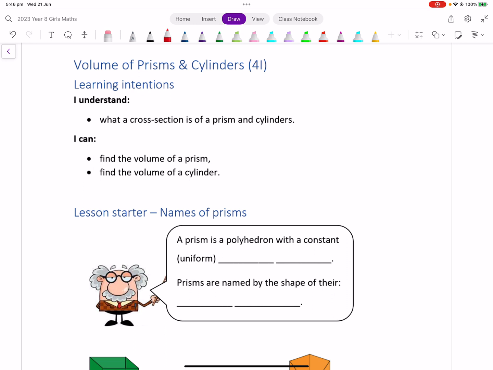This lesson, the volume of prisms and cylinders. Short one, but an interesting one. So the learning intentions: I understand what a cross-section is of a prism and a cylinder. I can find the volume of a prism and the volume of a cylinder.